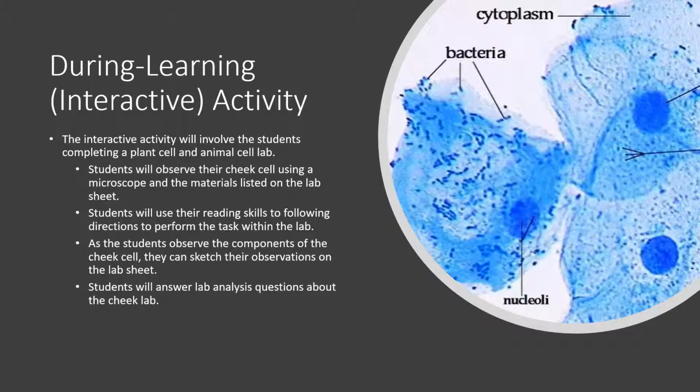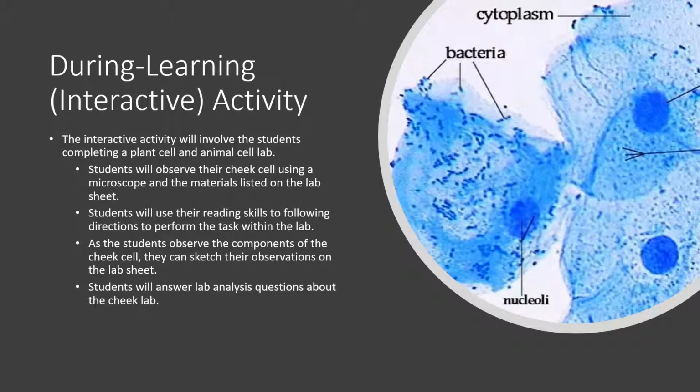My During Learning interactive activity consists of several cell labs. Students are to complete a plant cell lab and an animal cell lab. Students are to observe animal cells, which are actually their epithelial cells from their cheeks, by using a toothpick and scraping the inside of their cheeks and then transferring those cells onto a microscope slide and looking under the microscope to see the picture that you see to your right.